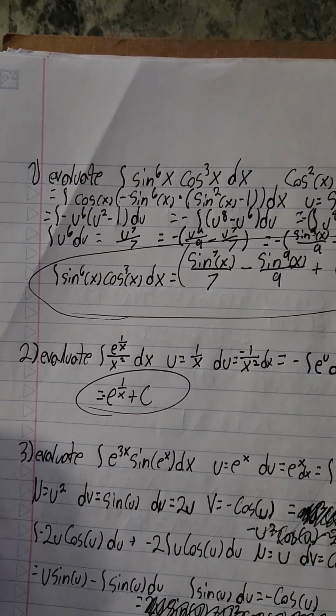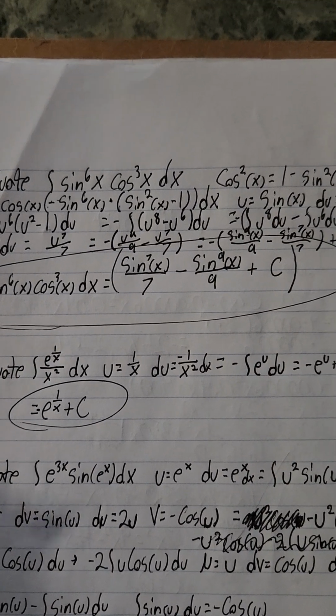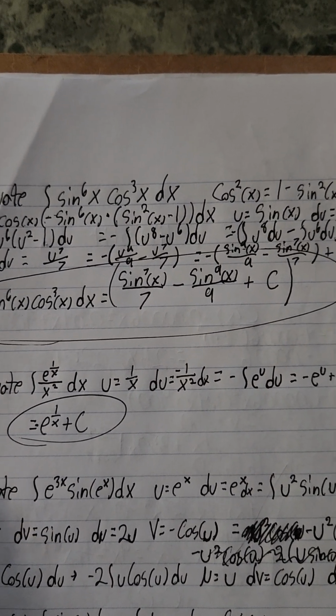the integral of sine to the 6th x cosine 3rd x dx equals sine to the 7th x over 7 minus sine to the 9th x over 9 plus c.